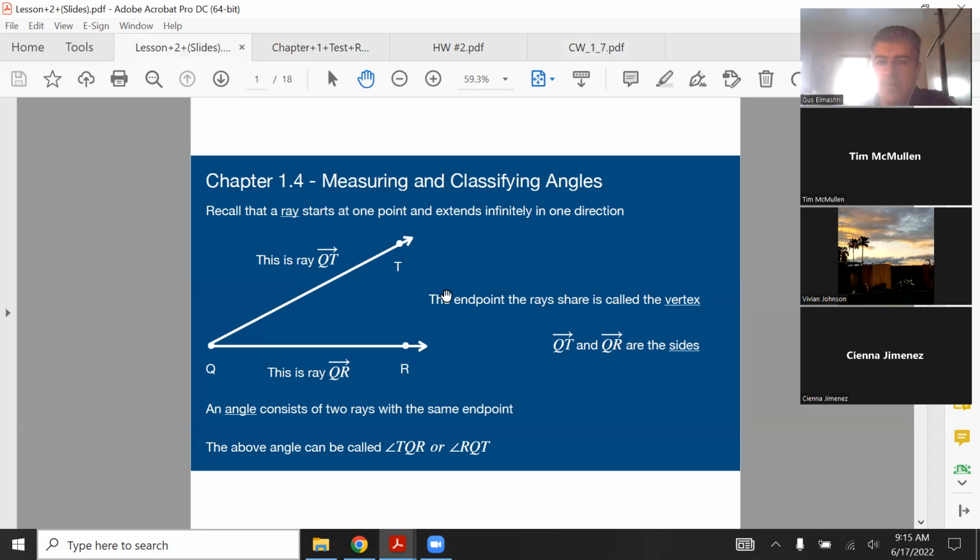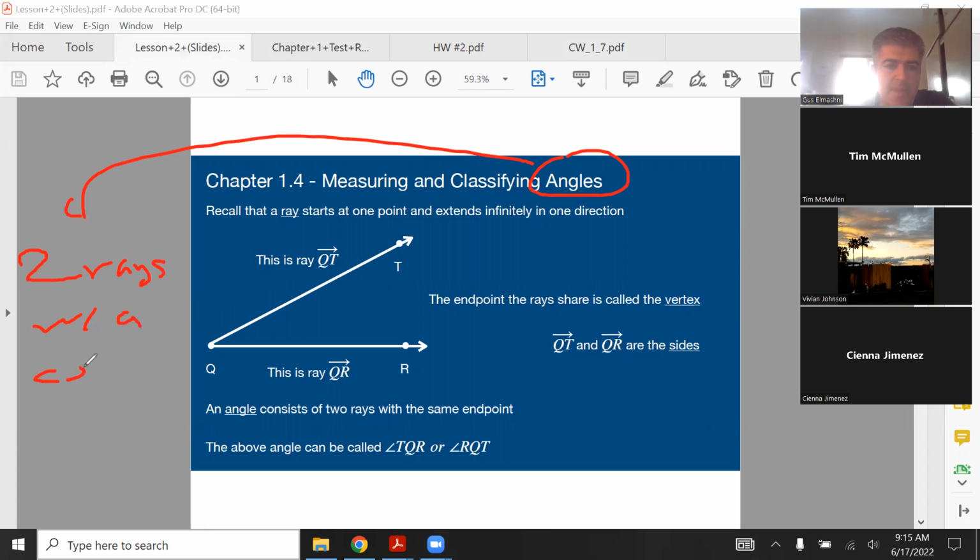Okay, so 1.4. What is it about? This is about measuring and classifying angles. An angle is a pretty simple thing. I mean, you deal with angles all the time. But in the world of geometry, an angle is simply going to be two rays with a common endpoint.